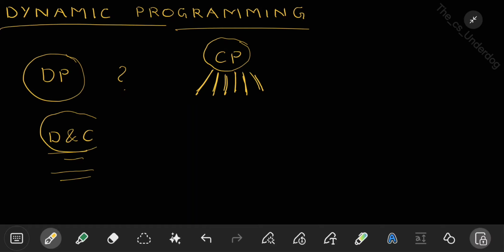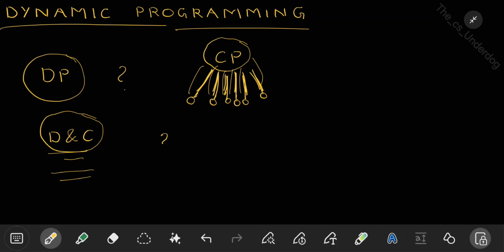What is the key idea behind divide and conquer? The key idea is to divide the larger problem into smaller problems so that solving the smaller problem becomes an easier task, and then once you complete solving the smaller problem, you will merge all those solutions back in order to get the final result. This is what you did in divide and conquer. But in case of dynamic programming, the key idea is to avoid redundant computations.